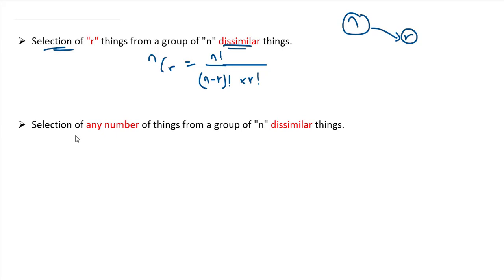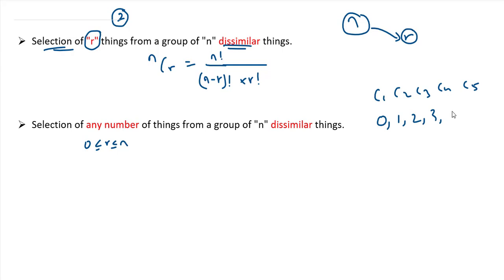In the second case, you need to select any number of things from a group of n dissimilar things. In the first case, you had to select r things. So the value of r was fixed. Like in the previous examples of chocolate, you had to select 2 chocolates, one for your friend and one for yourself. But in this second case, you can select any number of chocolates. So the value of r will be from 0 to n. So if there were 5 chocolates, C1, C2, C3, C4 and C5, so in this you had a freedom. You can select either 0 chocolates, or you can select 1, 2, 3, 4 or 5. You can select any of these chocolates.